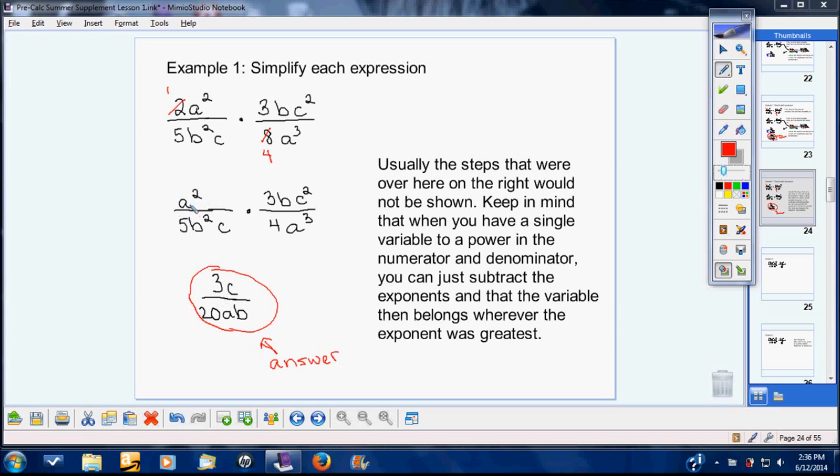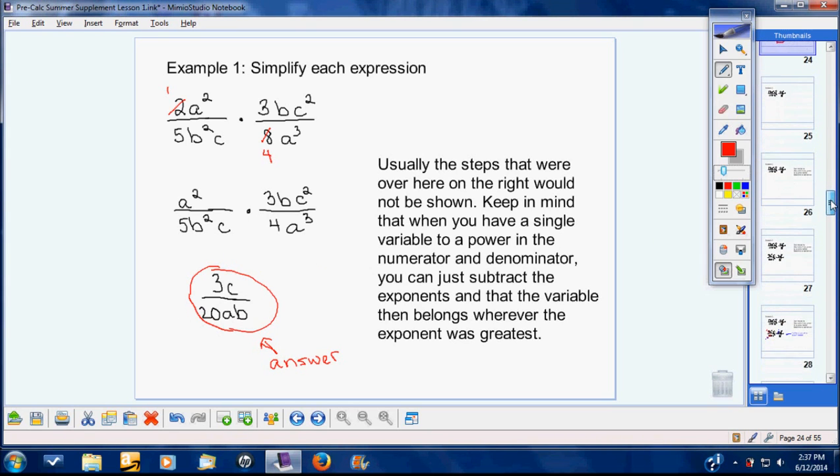Check the A, here it's to the second, here it's to the third, so if you subtract exponents, it leaves you with 1A in the denominator. B squared and B, 1B is left in the denominator. C squared and C, 1C is left in the numerator. So of course that leaves you with 20AB in the denominator, and your answer is like that. The only reason that I showed that whole process with it broken down was to reiterate that we are canceling out factors.